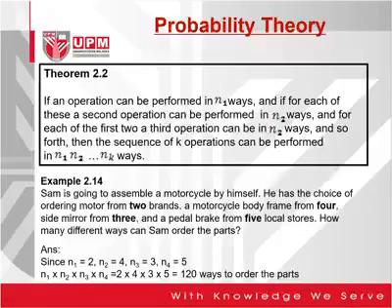For example, Sam is going to assemble a motorcycle by himself. He has the choice of ordering the motor from 2 brands, the motorcycle body frame from 4, the side mirror from 3, and the brake panel from 5 local stores. So 2, 4, 3, 5. How many different ways can Sam order the parts? It's 2 multiplied by 4 multiplied by 3 multiplied by 5. Then you get the possible outcome is 120 ways.